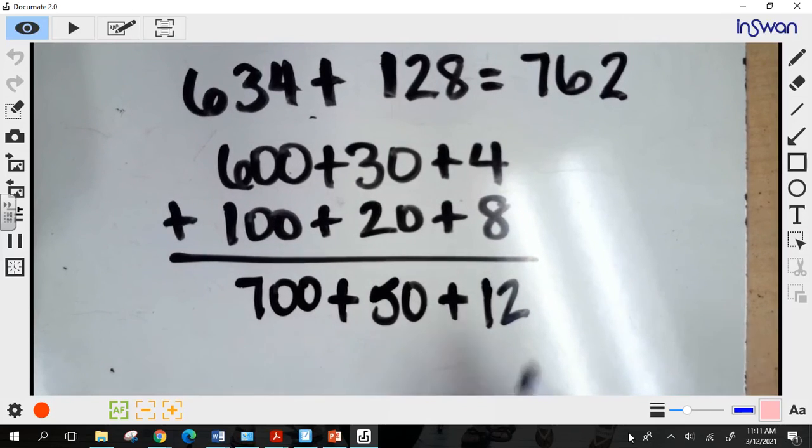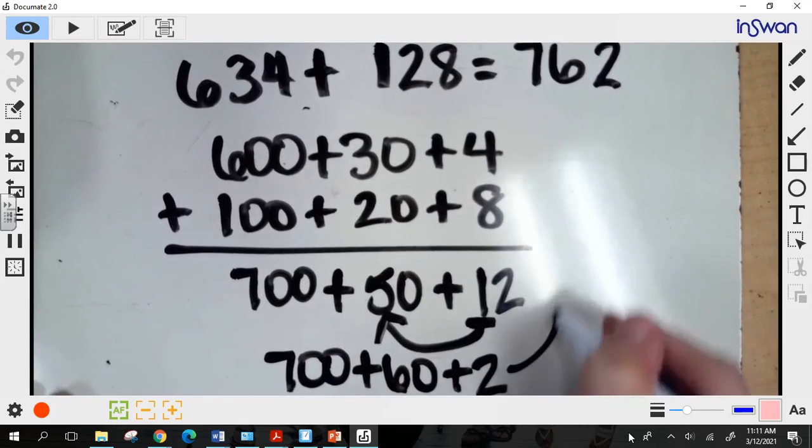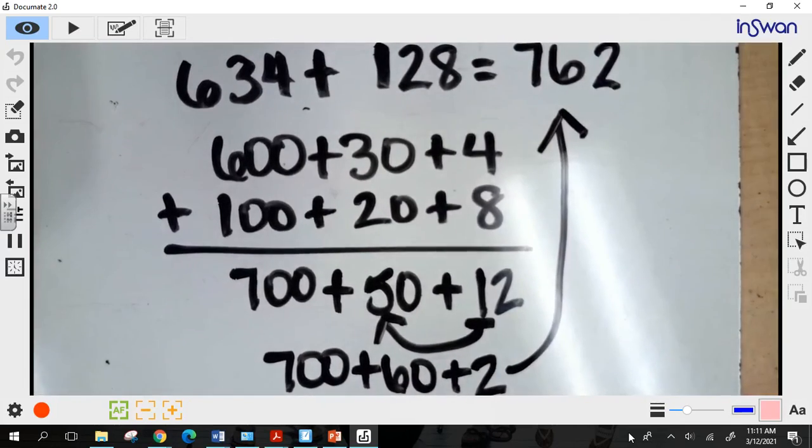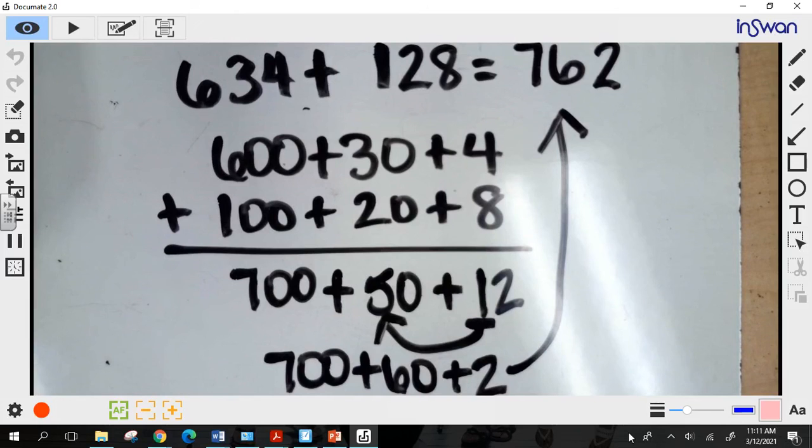Do I need to regroup anything? Yes. There's a 10 there. It needs to go there. So that would be 700 plus 60 plus 2, which makes the same answer that I got right there. Look how quick and efficient that expanded form is. This is the strategy I love. You choose what works best for you. If you like the number line, you can also try that with this problem.